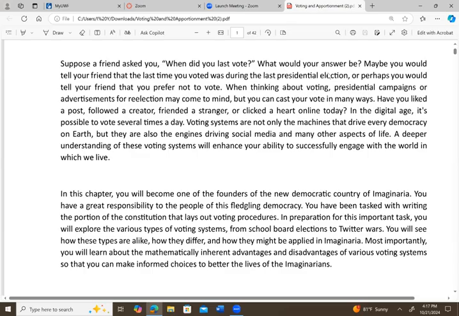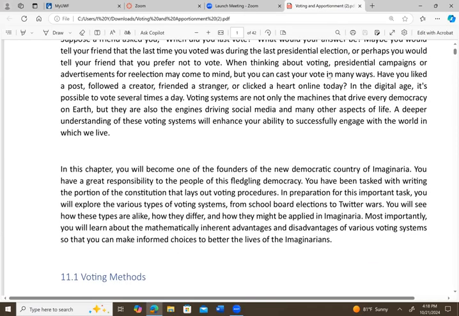Thinking about voting, presidential campaigns or advertisements for re-election may come to mind, but you can cast your vote in many ways. Have you liked a post, followed a creator, friended a stranger, or clicked a heart online today? In the digital age, it's possible to vote several times a day. Voting systems are not only the machines that drive every democracy on Earth, but they are also the engines driving social media and many other aspects of life. Deeper understanding of these voting systems will enhance your ability to successfully engage with the world in which we live.